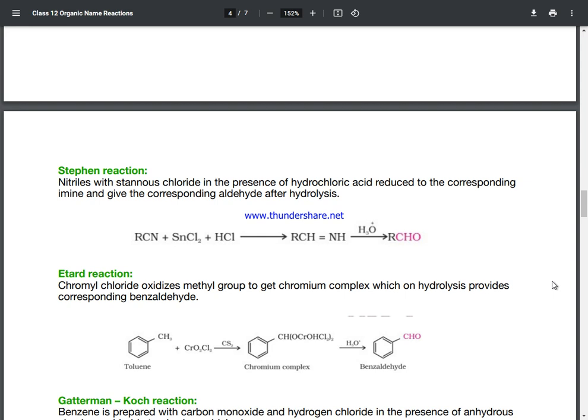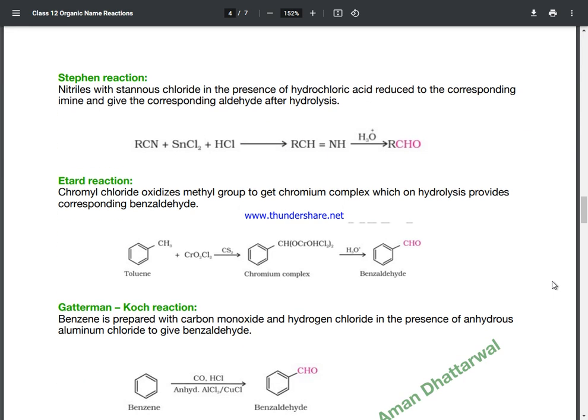Stephen reaction. Nitriles with stannous chloride in the presence of hydrochloric acid are reduced to the corresponding imine and give the corresponding aldehyde on hydrolysis. Etard reaction. Chromyl chloride oxidizes a methyl group to give a chromium complex, which on hydrolysis provides the corresponding benzaldehyde.